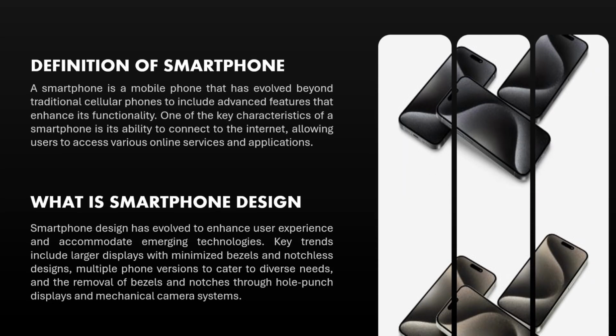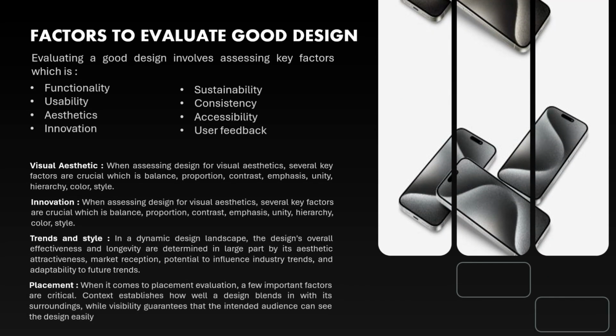The next slide is the definition of a smartphone. A smartphone is a mobile phone that has evolved beyond the traditional cellular phone. It includes advanced features that enhance its functionality. One of the key characteristics of a smartphone is the ability to connect to the internet, allowing users to access various online services and applications.